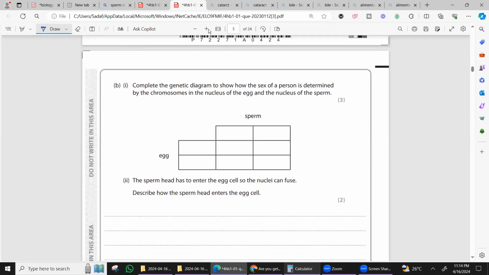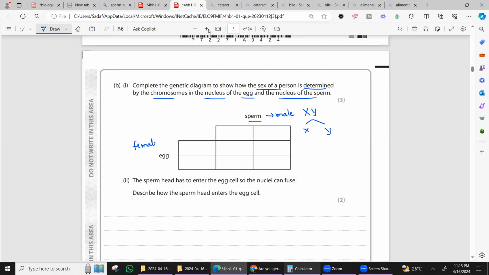Question number B1. Complete the genetic diagram to show how the sex of a person is determined by the chromosomes in the nucleus of the egg and the nucleus of the sperm. As we know, sperms are produced by males, and in the male, the sex chromosomes are XY. So the sperm either contains X or Y, and eggs are from the female.